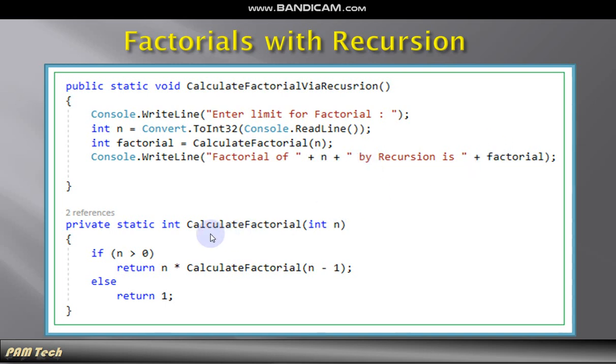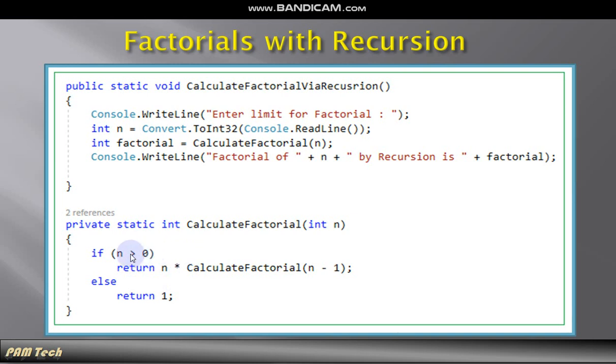In the CalculateFactorial method, which receives an input parameter as an integer value, it calls the same method again. CalculateFactorial is called from within the same method, and it passes n minus 1 here. Since n is decreased every iteration, we know that it will reach the condition n equal to 0, and when n is equal to 0, it goes to the else case and returns the value 1 here. So this is a simple recursive method to calculate the factorial of a number.